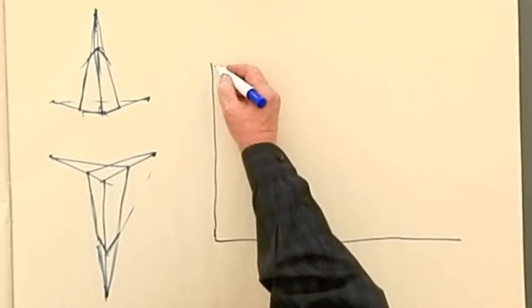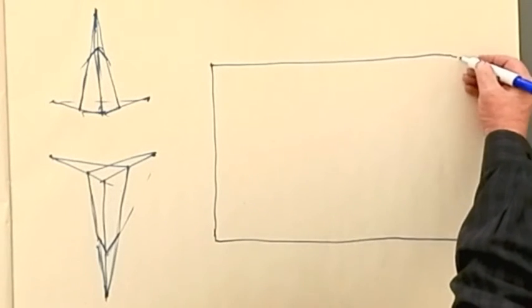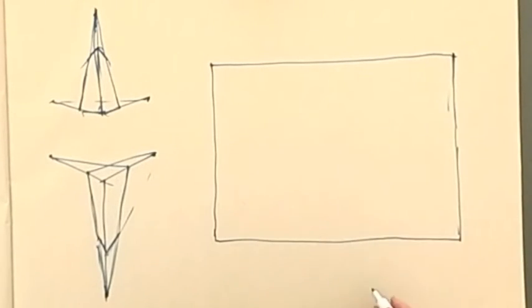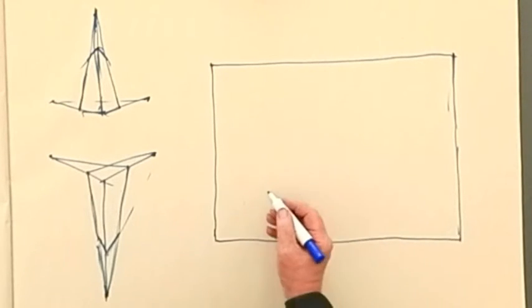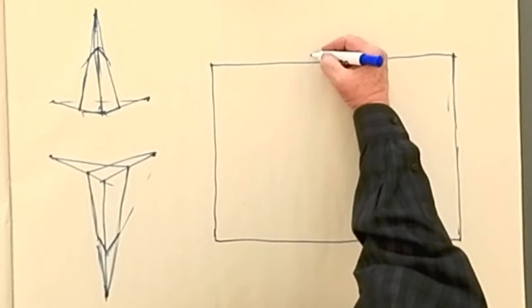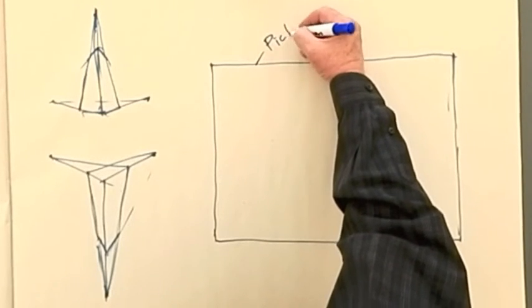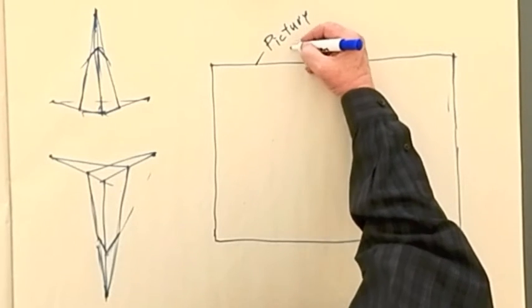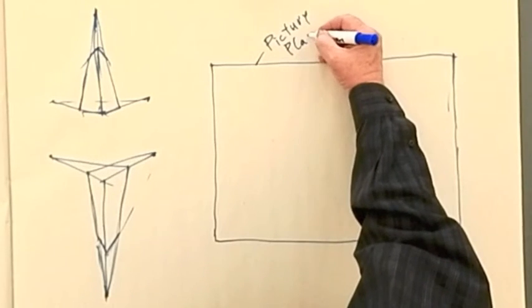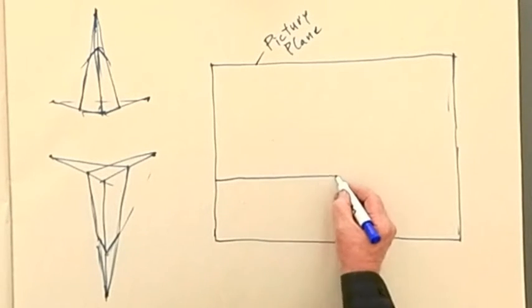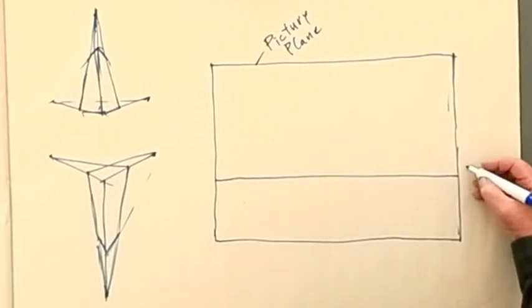So now I'm drawing what's called the picture plane. It's the rectangle that I'm going to be doing the first drawing in. And I'm going to label it. Okay, there's the picture plane. There was too much background noise and everything when I was doing it, so I'm doing a voiceover.